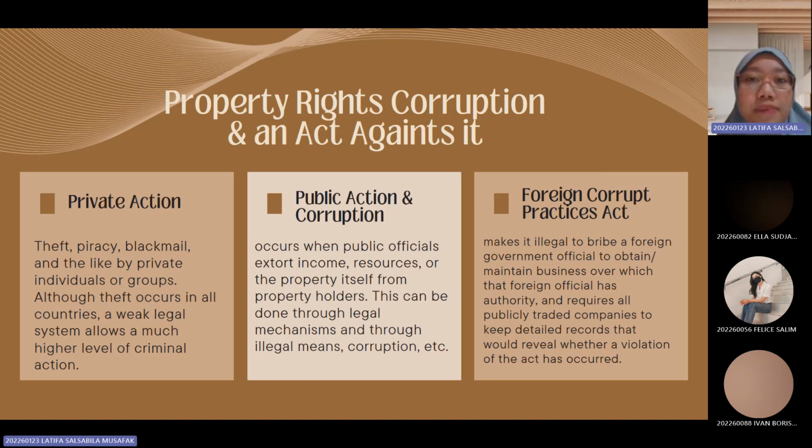There's still this term called uang pelicin, or just some money to ease the procedures of every kind of business. And yeah, it is something that needs to be controlled. In the U.S., they have this act called the Foreign Corrupt Practices Act, which makes it illegal to bribe a foreign government official to obtain or maintain business over which that foreign official has authority, and requires all publicly traded companies to keep detailed records that would reveal whether a violation of the act has occurred. So they basically have to self report, because again, the government can't do everything by themselves. It was done in the 1970s.